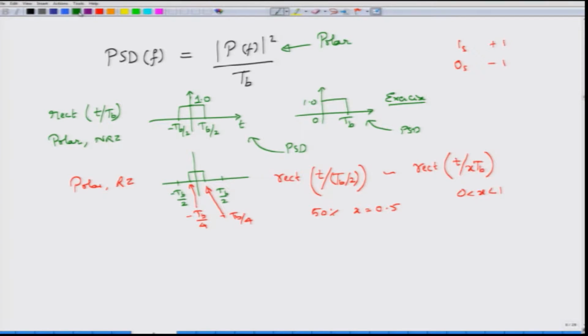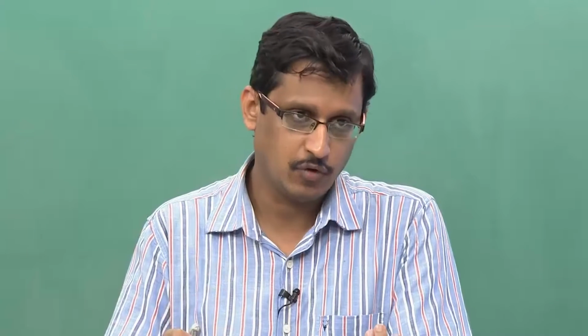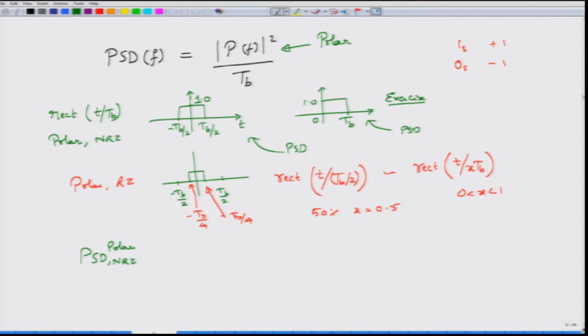So, let us first start with the polar NRZ format. Let us call this NRZ and also write this as polar format. This is some notation that I am inventing here because I have to indicate both the cases of NRZ format and RZ format. It is not a standard notation, it is just something that will distinguish the PSD for NRZ polar format versus RZ polar format. So, this one as a function of the frequency f, taking the Fourier transform of the basic pulse shape.